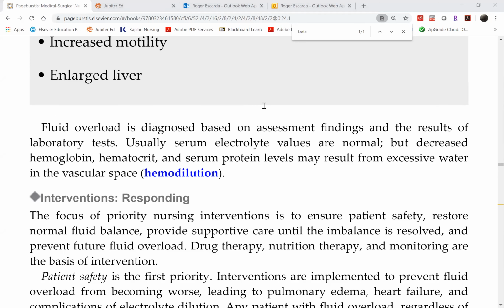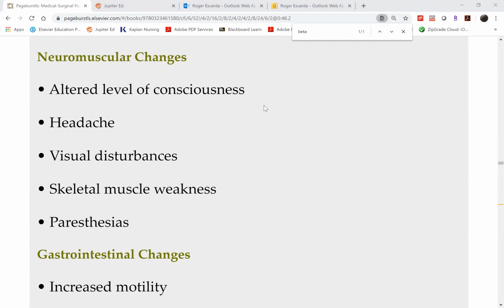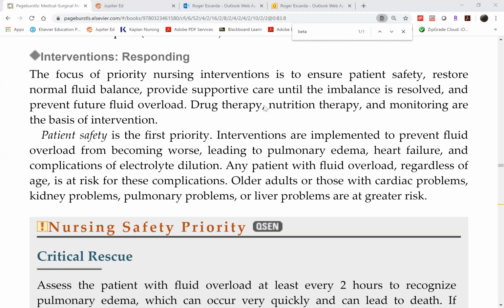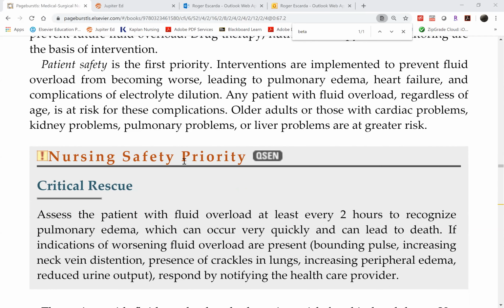Instead of giving fluids like we did in dehydration, what do we do for a patient in fluid overload? Do we give fluids? No. Diuretics. Instead of giving fluids, we may have to restrict fluids. That's correct. We give diuretics to push some of the extra fluid out, although we still have to monitor the electrolytes, which may be affected by the diuretic therapy.